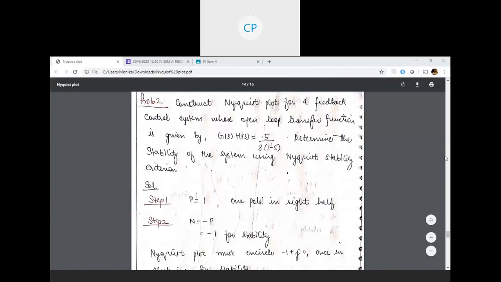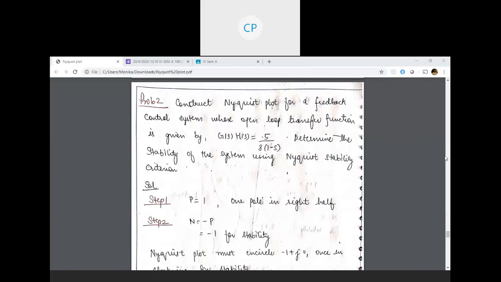Construct Nyquist plot for a feedback control system whose open loop transfer function is given by G(s)H(s) equals 5 upon s(1 minus s). Determine the stability of the system using Nyquist stability criterion.